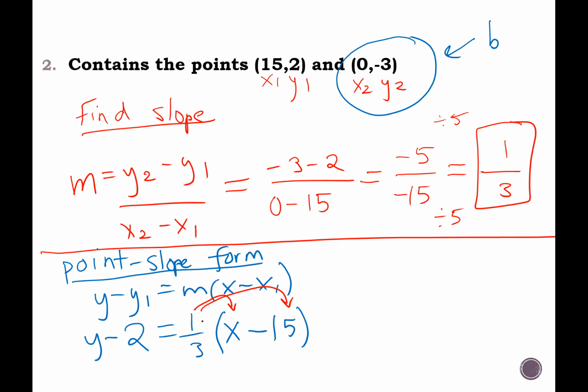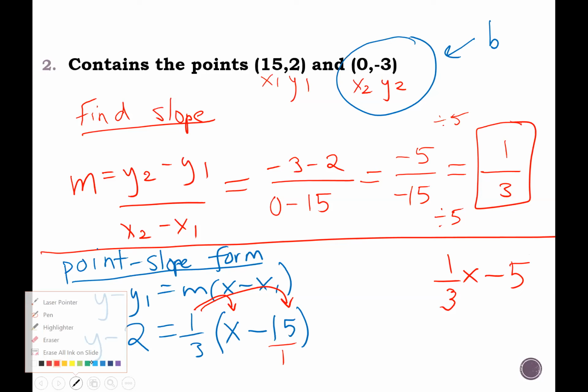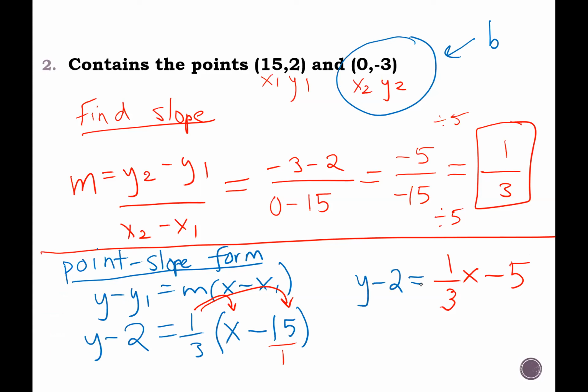All right, so then we'd have 1/3 x minus, and then 1/3 times 15 would be 5. So 1/3 times 15 over 1, it's 15 over 3, which reduces to 5. So on the right side of my equation, we would have 1/3 x minus 5. Still on the left side, we have y minus 2. So y minus 2 equals 1/3 x minus 5.